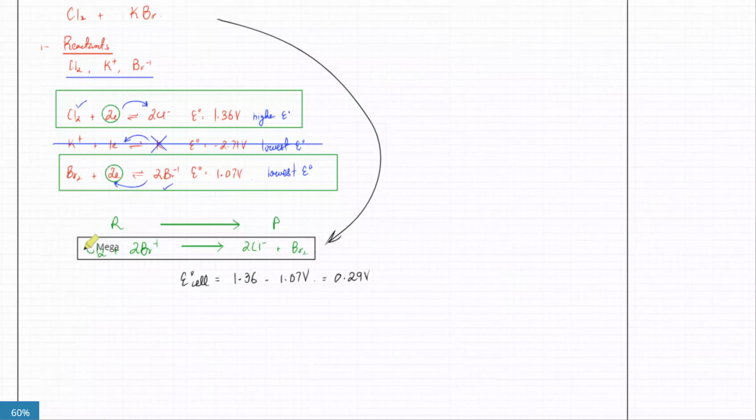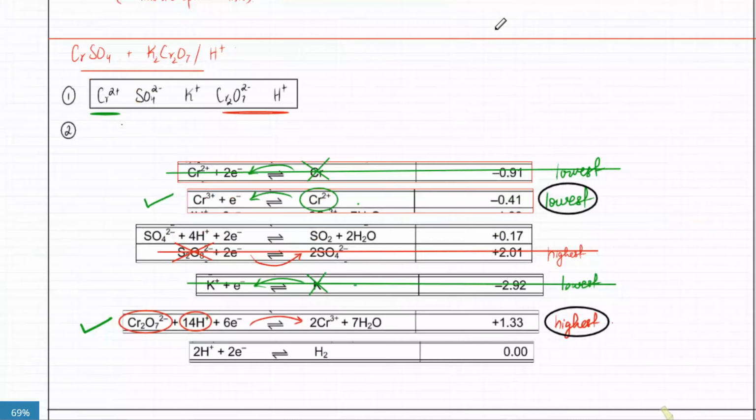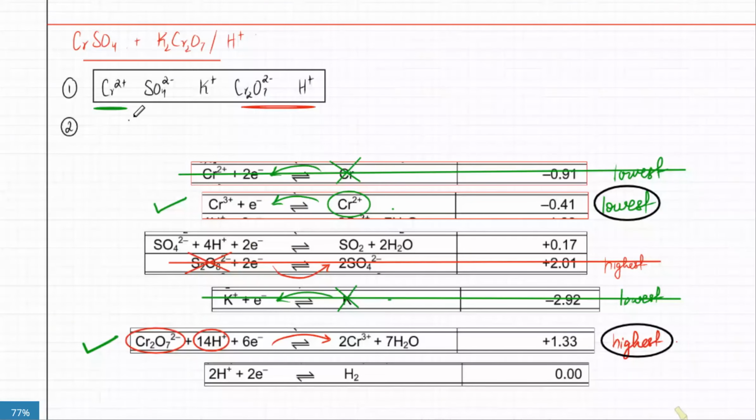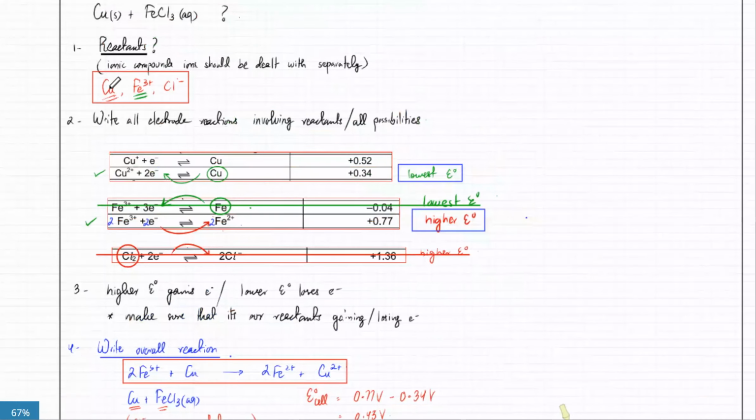So we'll do more questions in past papers, but this is what you're going to be doing. Moving to a slightly harder topic, just a quick recap of what we did yesterday. The steps are: write down the ions, whatever the reactants are, and write down all the electrode reactions, every possible one, because we don't know at the moment what's going to happen.